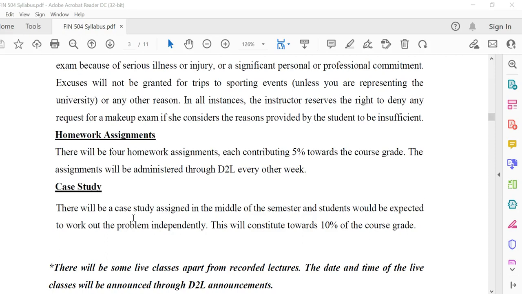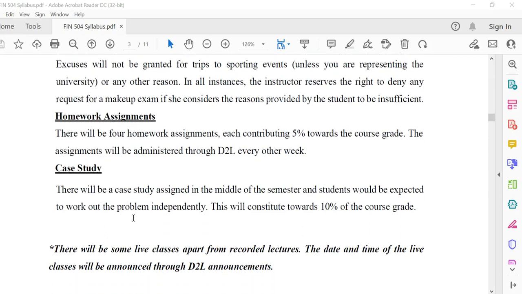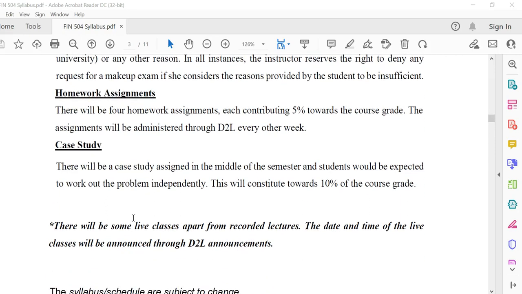Then there will be a case study which would be assigned in the middle of the semester, and everybody is expected to work out the problem independently. It would constitute 10% of the overall course grade. So that's how the course is structured.